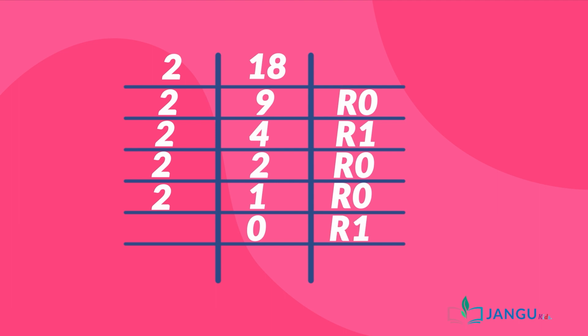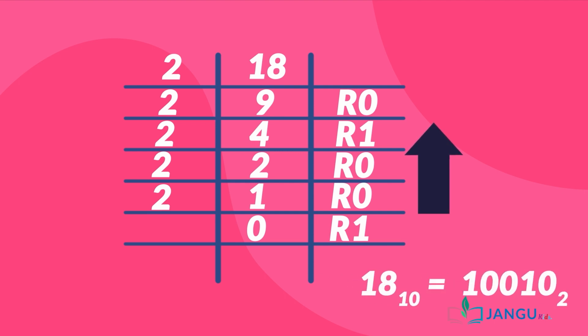And we are done! As usual, we write the remainders from the bottom to the top to get the binary equivalent of the decimal number. In this case, 18 base 10 is equal to 10010 in base 2.